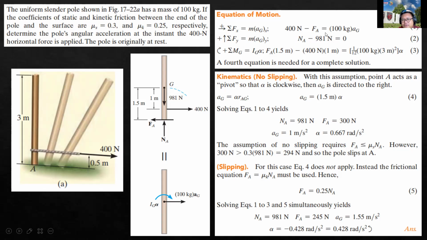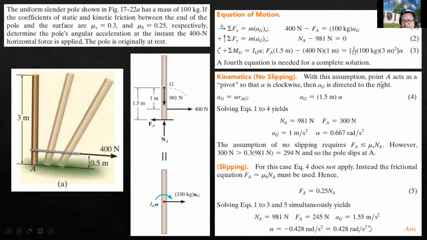From here, how many unknowns do you have right now? You have FA, AG, NA, and also alpha. So basically you have 4 unknowns. Therefore you need another set of equations, otherwise you cannot solve this problem. So the first condition, we look into the no slipping condition.